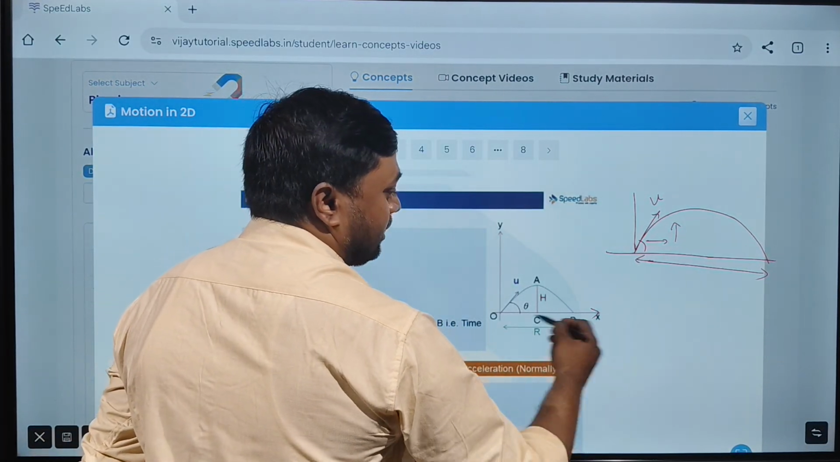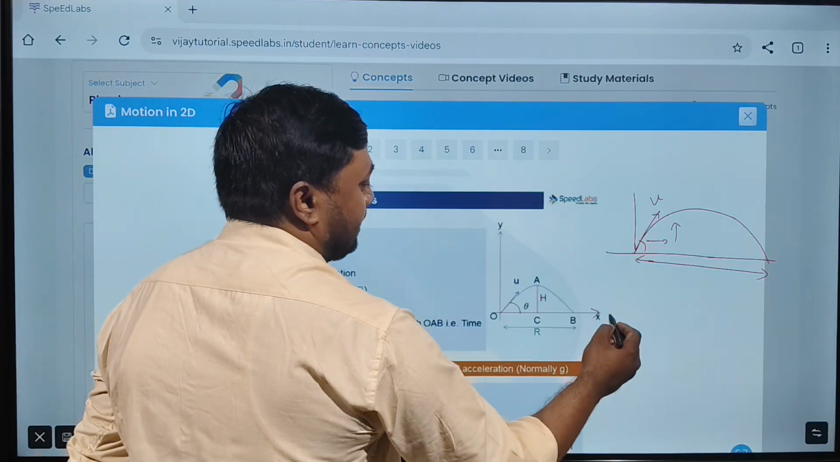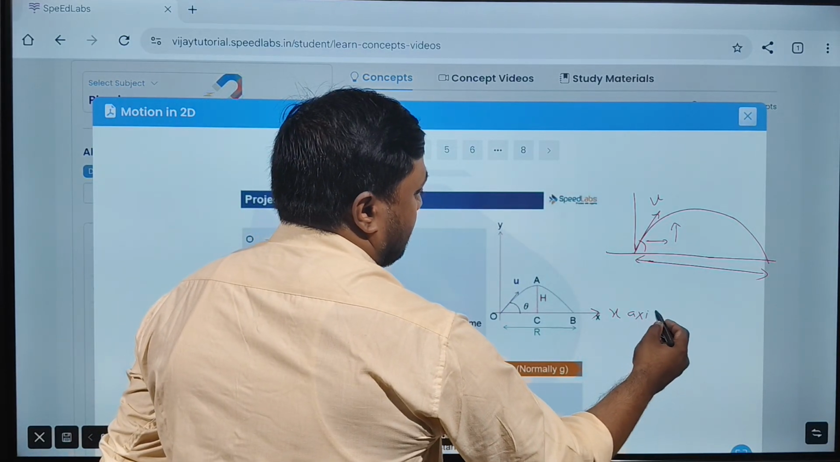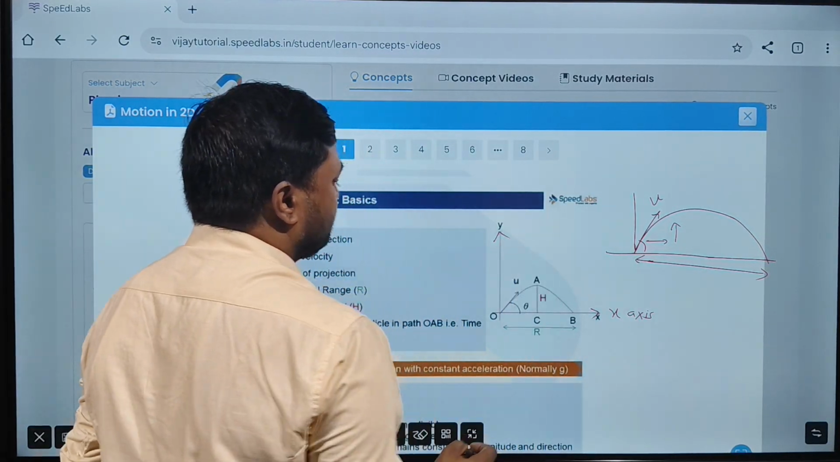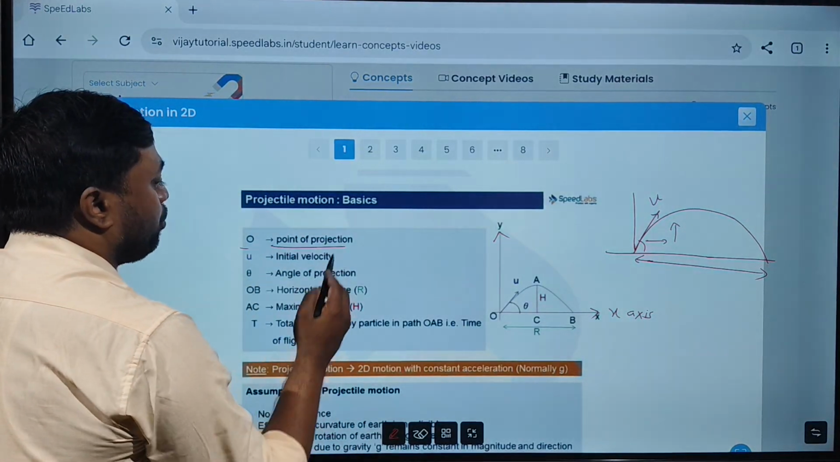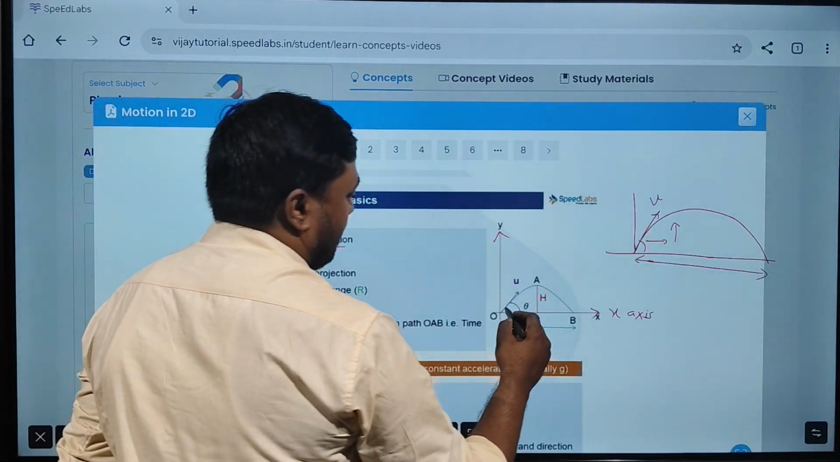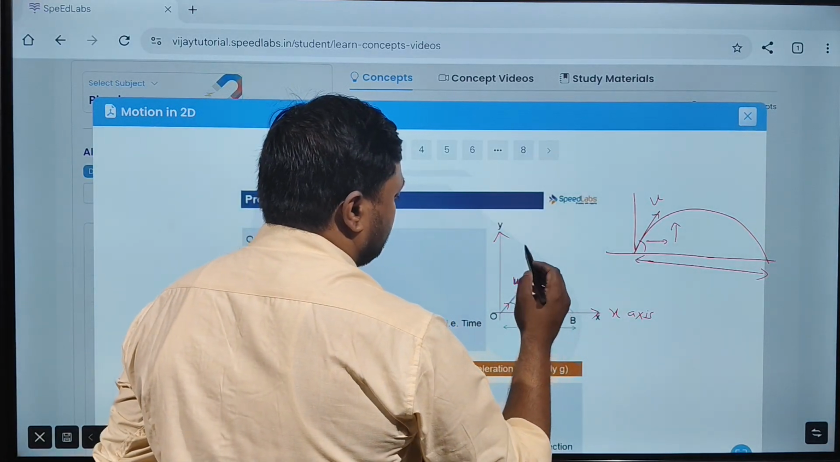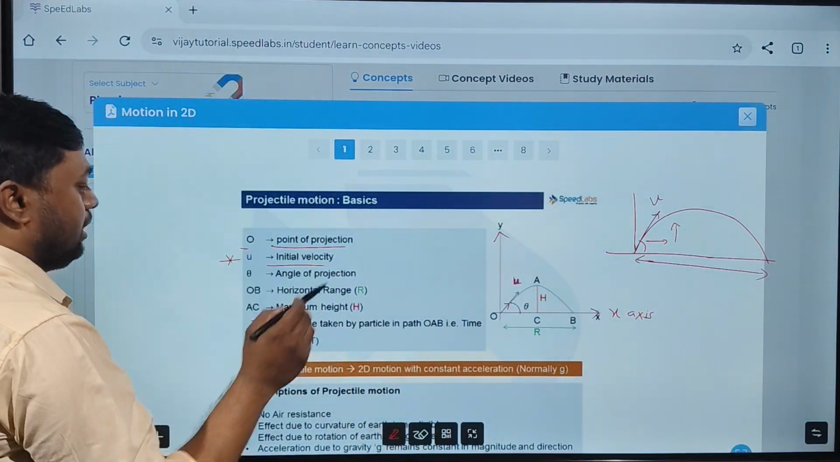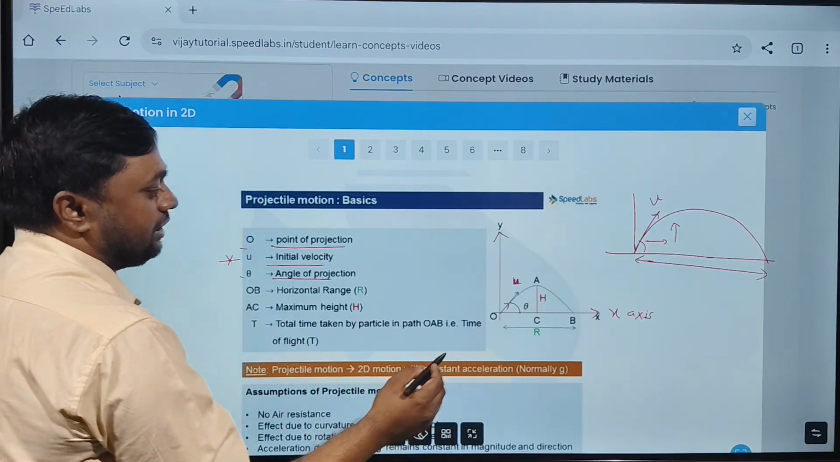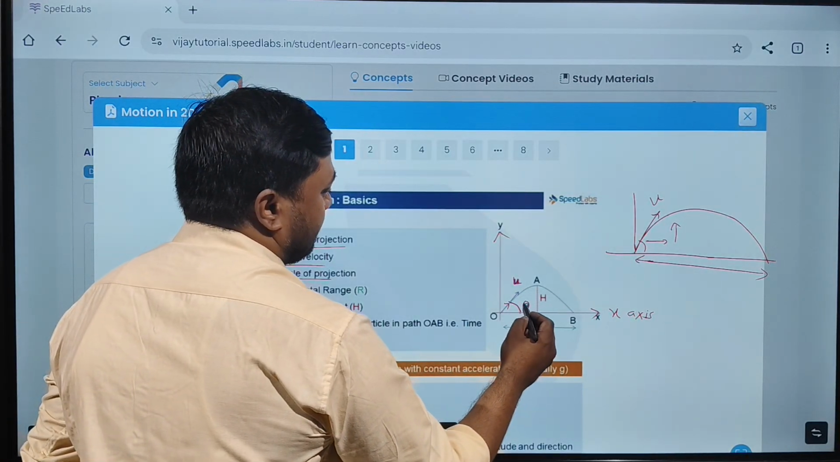OX is the horizontal, this is the x-axis, and OY is the y-axis. Yes or no? O is the point of projection. u is the initial velocity. The particle is thrown with the velocity u. u is the initial velocity of the projectile. Theta is the angle of projection. It is projected at an angle theta.